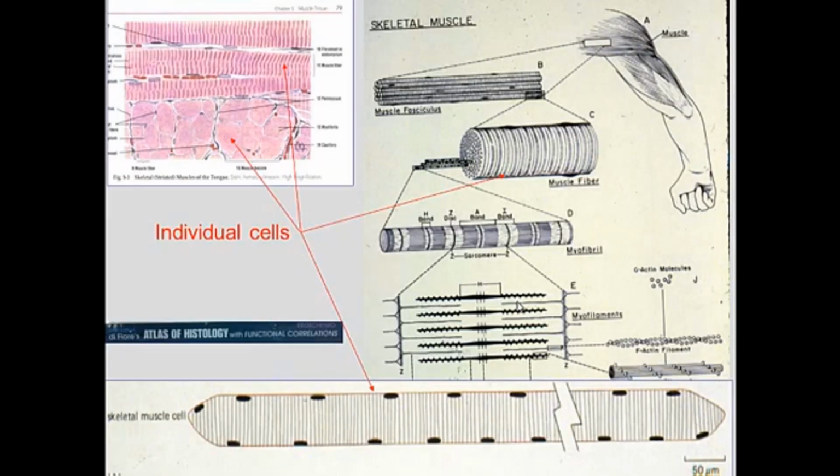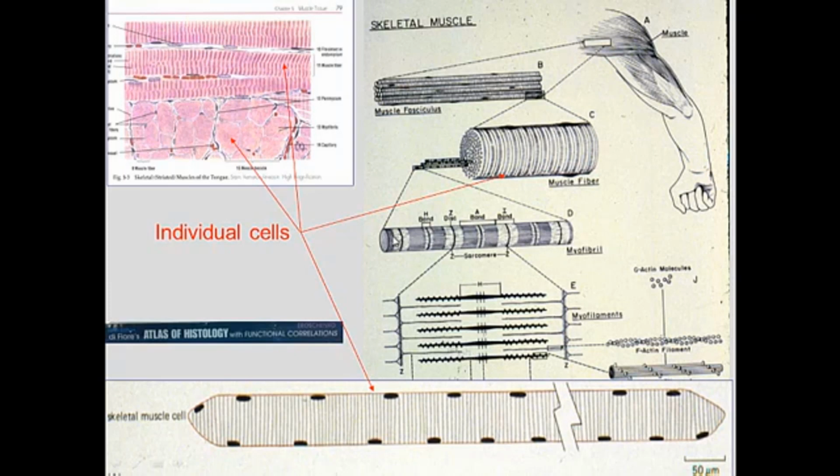Another type of muscle is skeletal muscle, and here we see a muscle. This is an arm, a muscle. We can see a fascicle, which is groups of cells. And then we have individual muscle fibers or muscle cells. So this individual cell, you can see it the same over here with nuclei on the periphery, a big cell. And if you look inside there, you have myofibrils.